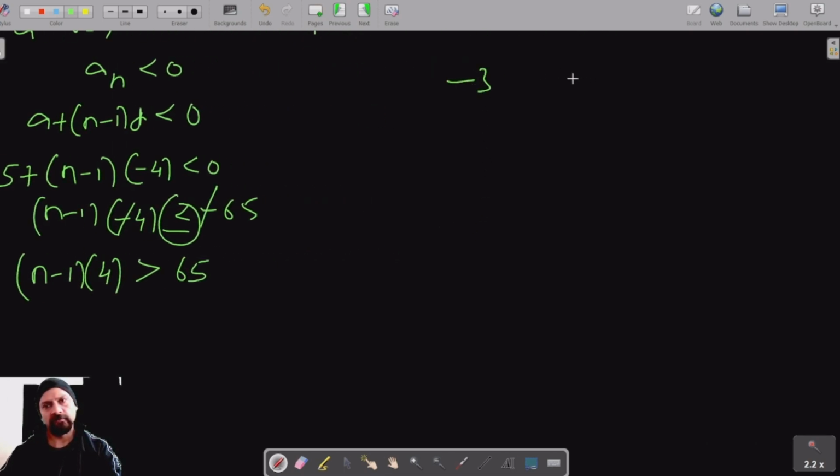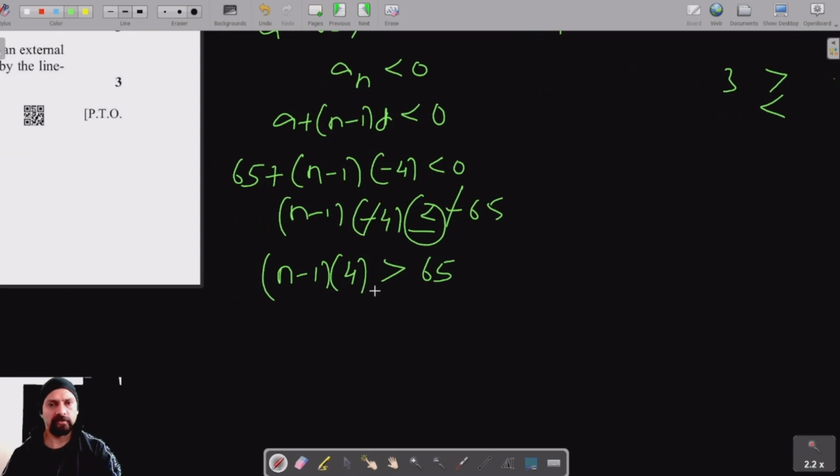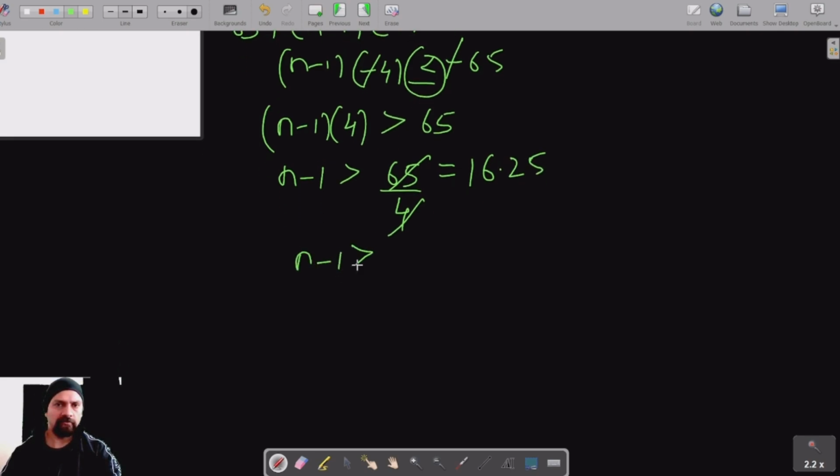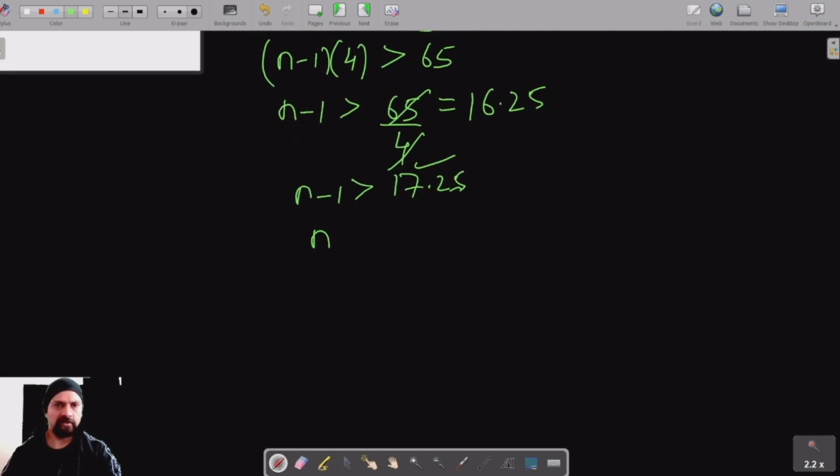Out of minus 3 and minus 4, we all know that minus 3 is greater. So when we remove the negative sign, now the 4 is greater. That's how the inequality sign gets reversed. So n minus 1 is greater than 65 by 4. 4 times 16 is 64, so n minus 1 is greater than 16.25, and the integer which is greater than this is n.